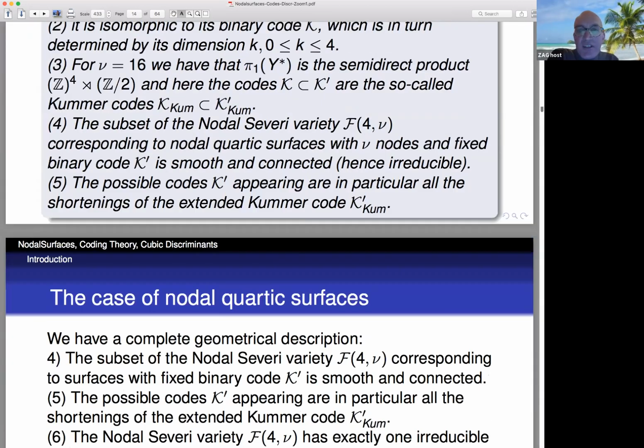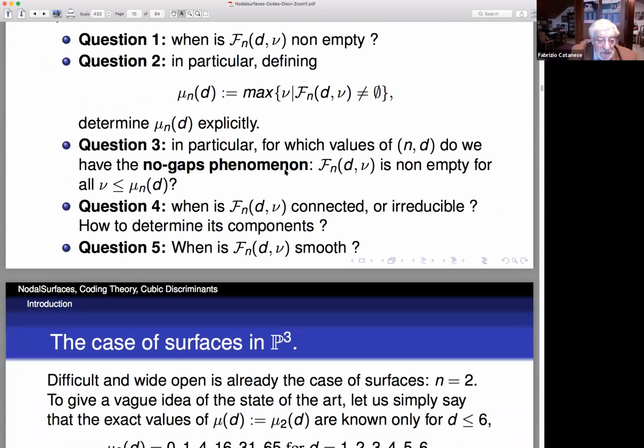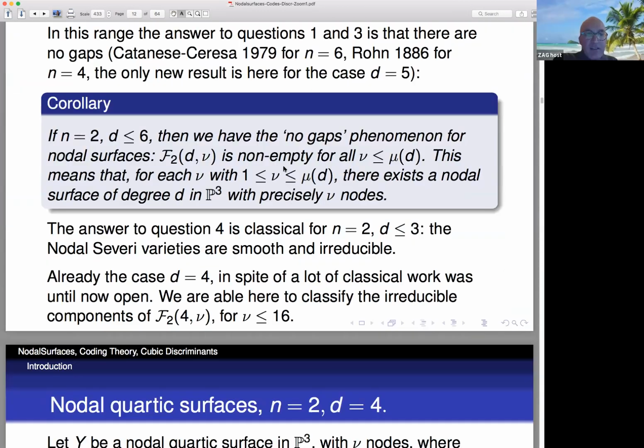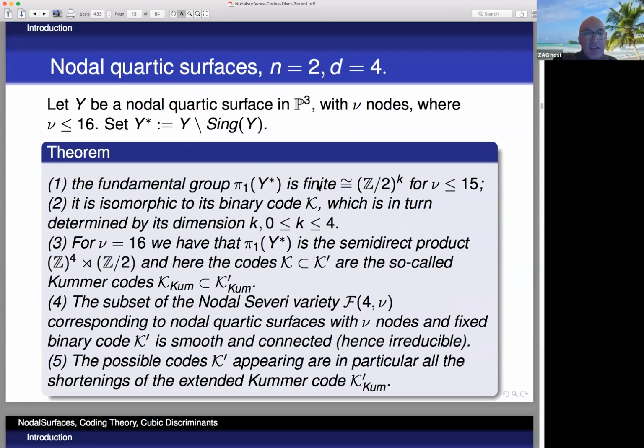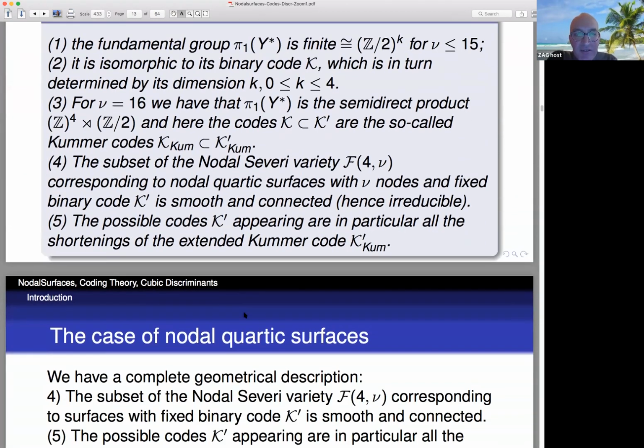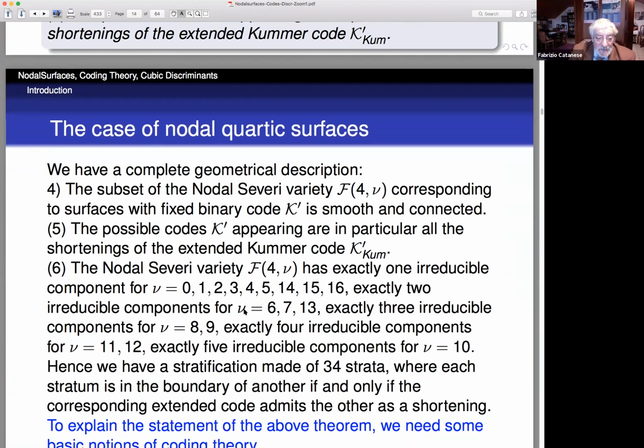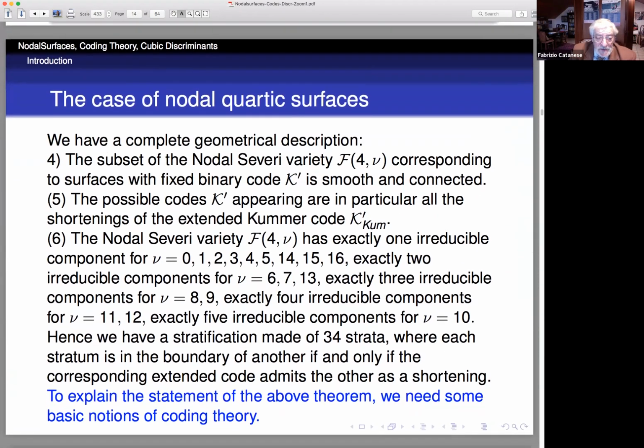Maybe the very beginning. Yes, okay, so this is the theorem on quintics. No, I mean for the irreducible number of components. So how many? This one, yeah. The nodal Severi.